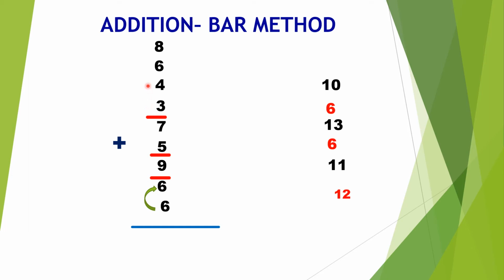So 6 plus 4, 10. 10 means we have to take 1 bar and keep 0 in your mind. 0 plus 6 is 6. Now 6 plus 8, it is 14. 14 means we will take 1 bar and this 4 will be the first part of your answer. Now how many bars, count it. 1, 2, 3, 4, 5. So 54 is our sum.